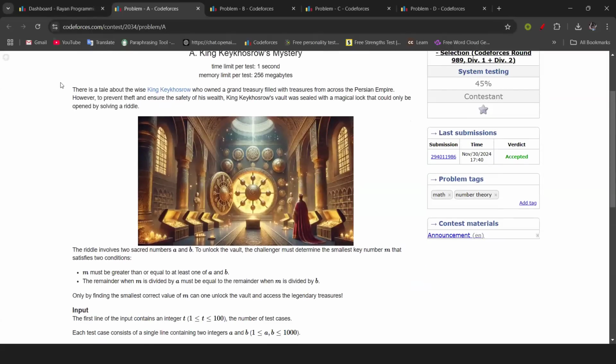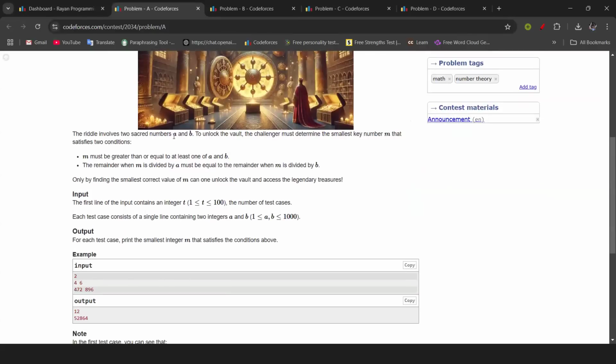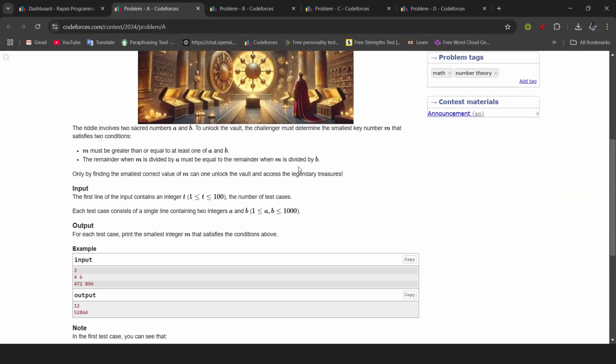Okay, so in the first problem, we are given some story. Let's ignore that. The riddle involves two sacred numbers A and B. To unlock the vault, the challenger must determine the smallest key number M that satisfies two conditions. M must be greater than or equal to at least one of A or B. The remainder when M is divided by A must be equal to the remainder when M is divided by B. So we need to determine the smallest number M which satisfies these two conditions.